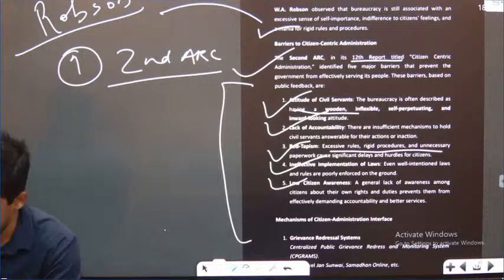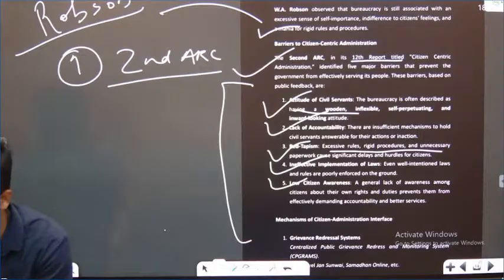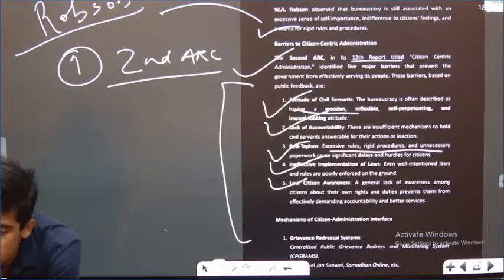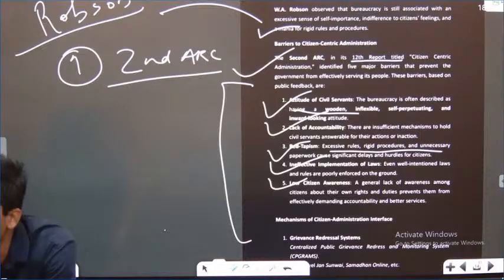Especially because you are giving the exam in 2027, you can take out chapters of the second ARC and start giving them a read. Don't try to remember anything, just start giving them a read. After a few months, you can start doing that.